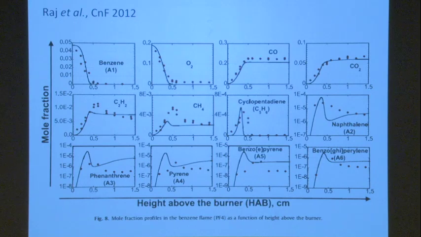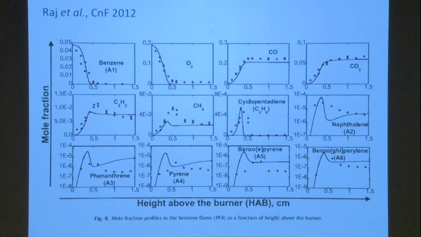So if we look at some of the mechanisms in the literature, you see a discrepancy between experiments, the dots, and the lines. And be careful, this is a log scale. So what that means is that the discrepancy in the log scale is huge. Some match well, some they don't match well.